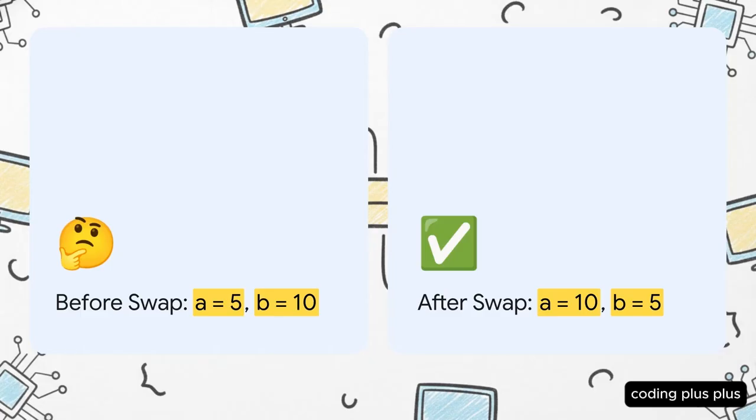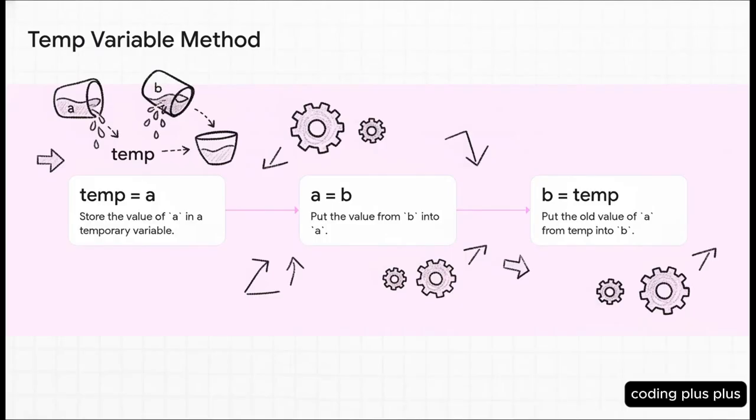So, to put that into perspective, let's imagine variable A is holding the number 5 and B is holding 10. After we do a swap, A is going to be 10 and B will be 5. That's the whole goal. First, let's look at the classic method, which uses a temporary variable. You'll see this approach in pretty much any programming language.